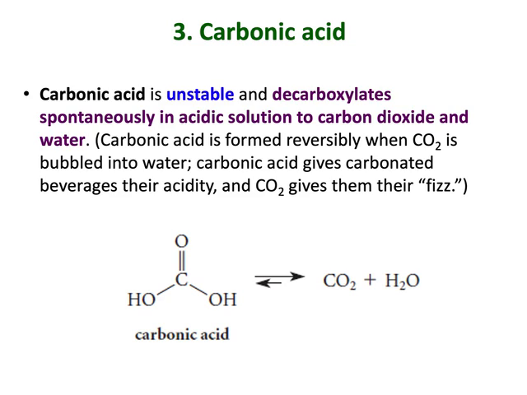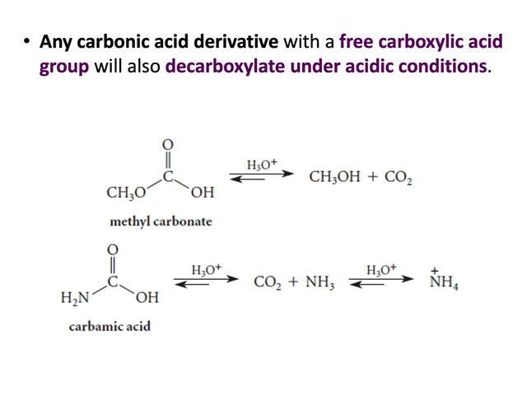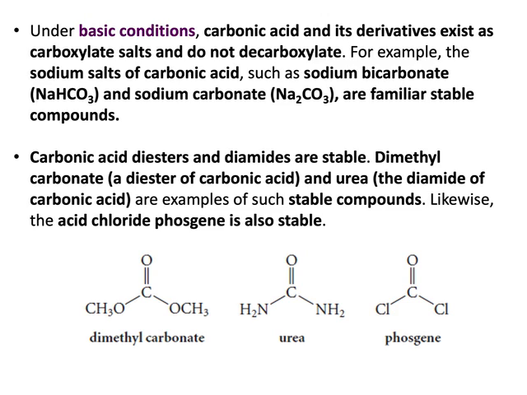And the last one is carbonic acid. Carbonic acid is unstable, so decarboxylation occurs spontaneously in acidic solution to produce carbon dioxide and also water. So here is a carbonic acid derivative. A free carboxylic acid group will also decarboxylate under the acidic condition. Here is for basic condition.